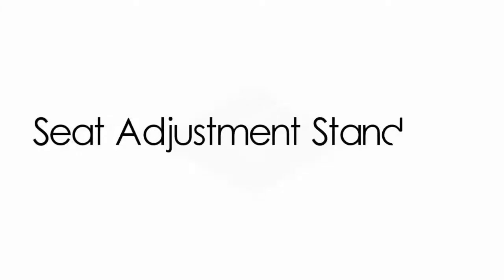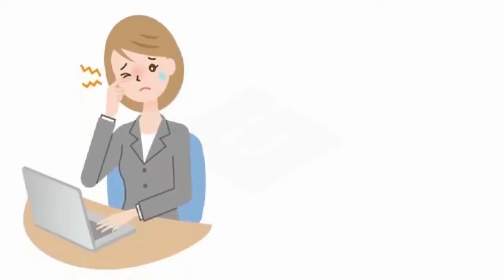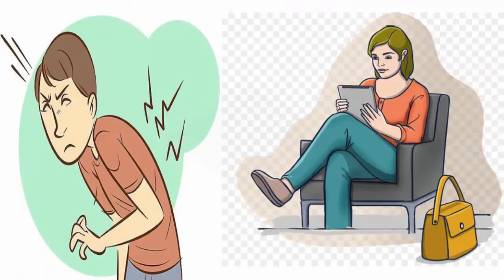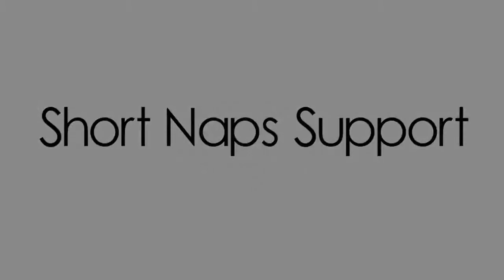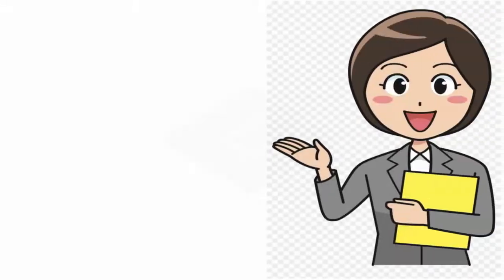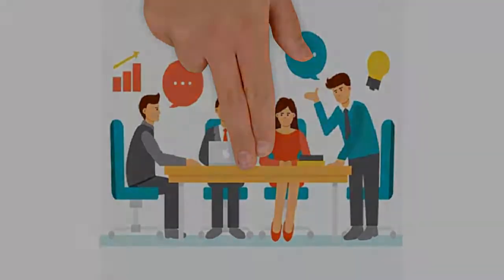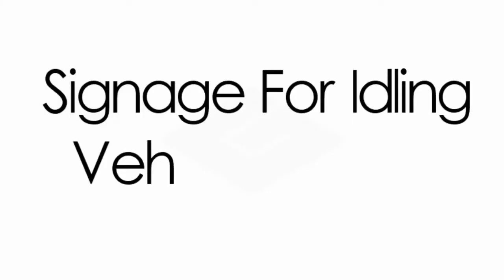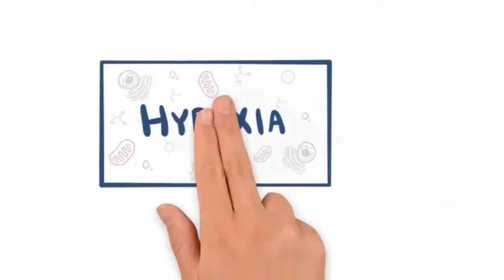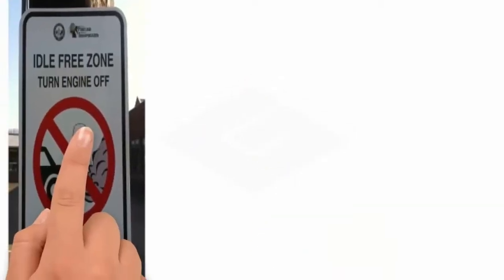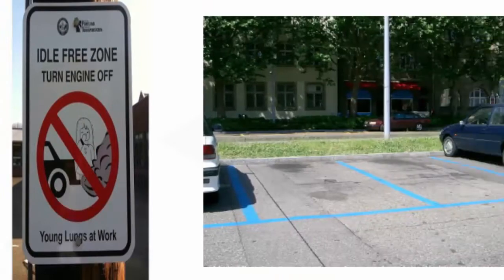Seat adjustment standard. Follow the standards to avoid visual or physical discomfort and strain in the body. Short naps support. The following furniture options are provided for the regular building occupants for job satisfaction and group cohesiveness. Signage for idling vehicle engines. To mitigate hypoxia and nausea, provide signage visible from pickup, drop-off and parking areas.